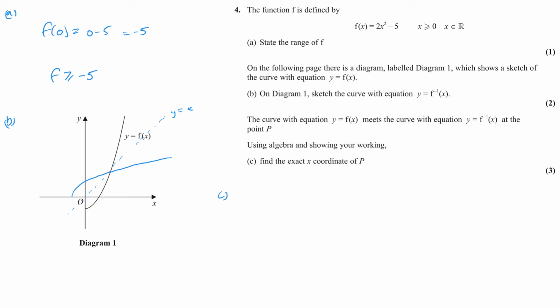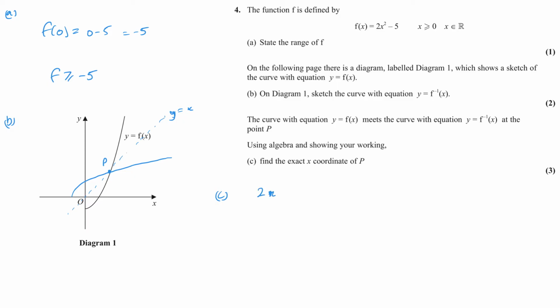Now for part C, we're looking at this point being point P, where the line f of x and f to the minus 1 of x, the inverse, meet. Okay, so y equals f of x and y equals f minus 1 of x meet, but they also meet y equals x as well, as I've shown here. Okay, they always meet there, so you don't need to equate these two. You can equate the function with x. Okay, and that's a lot easier than equating it with its inverse.